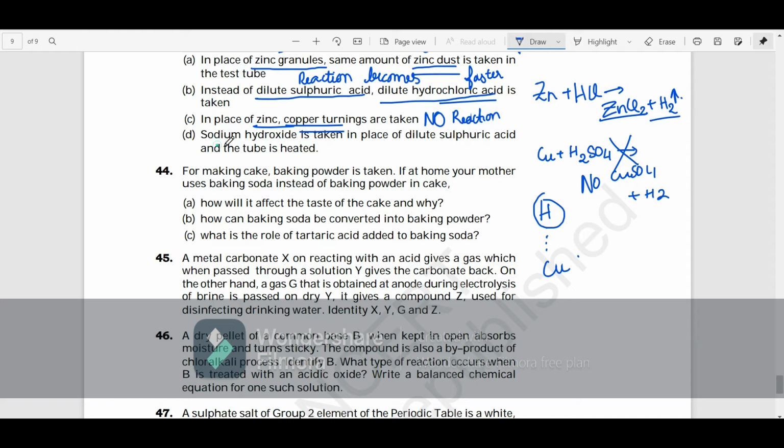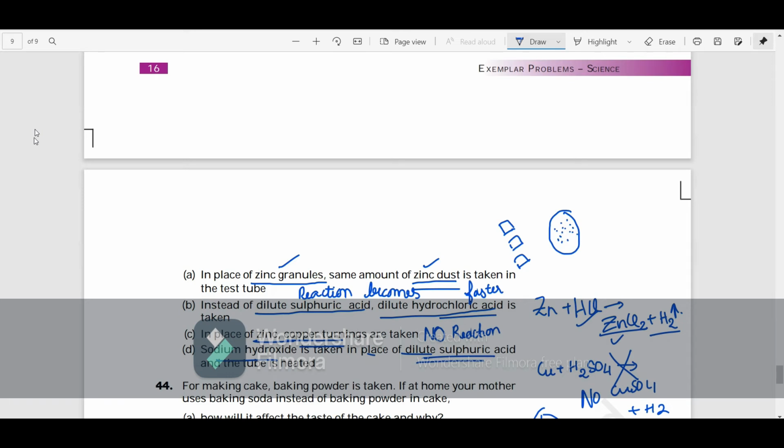Next, sodium hydroxide is taken in place of dilute sulfuric acid and the tube is heated. So in place of H2SO4, you're using NaOH, Zn plus NaOH, which will give you Na2ZnO2 and H2 gas. So this is called as sodium zincate. Okay, so sodium zincate is produced instead of sodium chloride if HCl is used, and sodium sulfate if sulfuric acid is used. Okay, so this question is done.